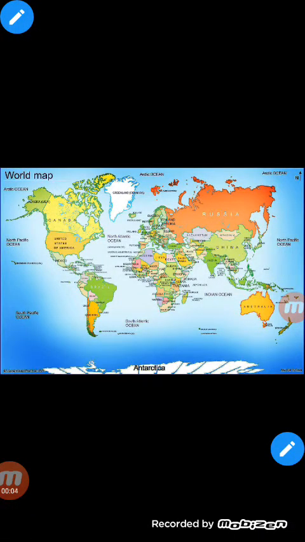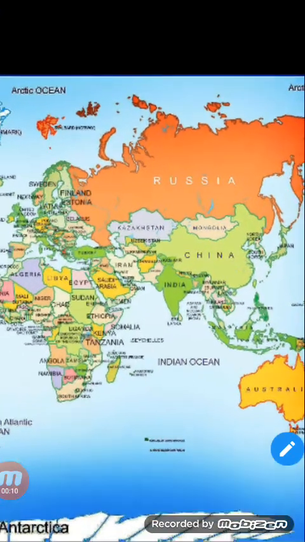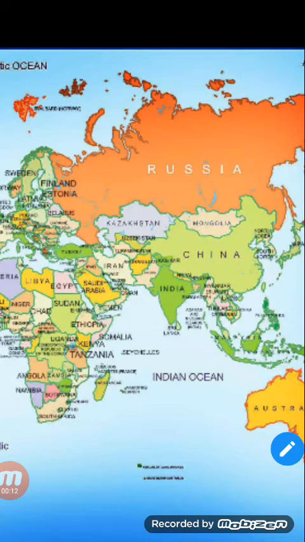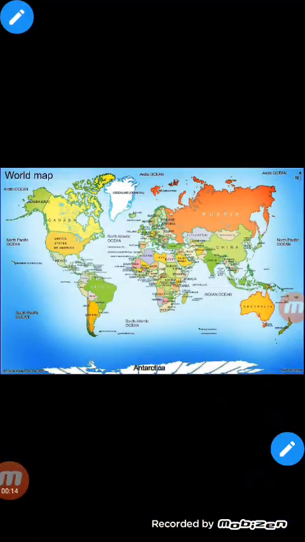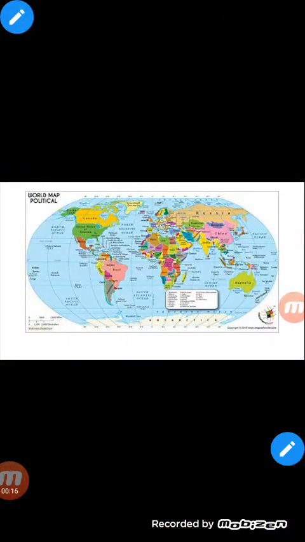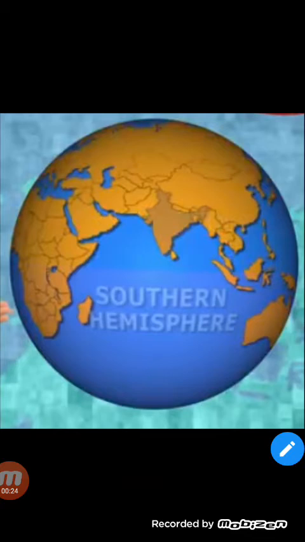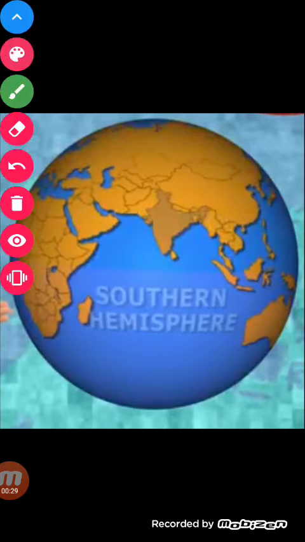Today I will teach you about India. As we know very well about the 7 continents, India is a part of Asia. We can see here, next is also a globe. We can see here Earth's surface and India is here. Southern hemisphere. What is the southern hemisphere and northern hemisphere?